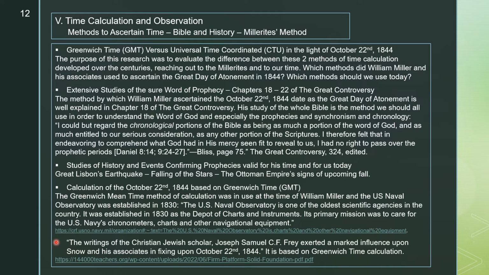The writings of the Christian Jewish scholar Joseph Samuel C.F. Frey exerted a marked influence upon Snow and his associates in fixing upon October 22, 1844. And this calculation is based on Greenwich time calculation. We recommend that you peruse this link demonstrating the firm platform and the solid foundation of 1844, as well as the way to calculate it.